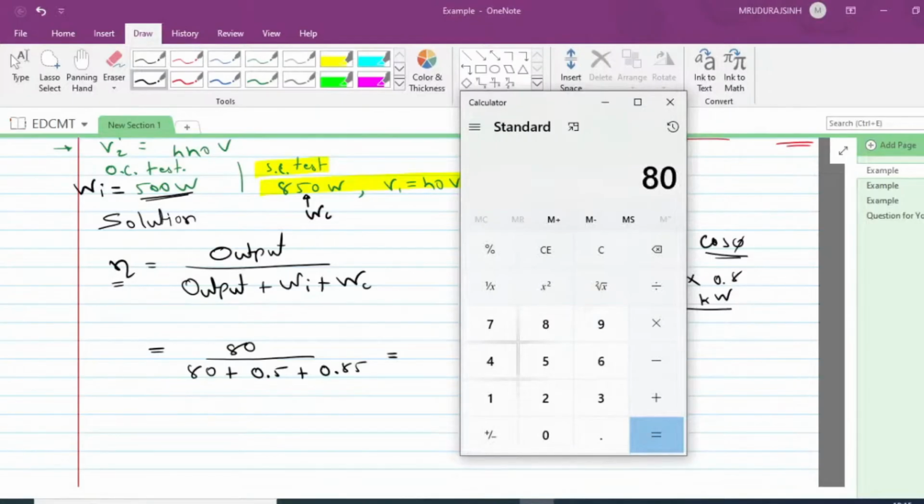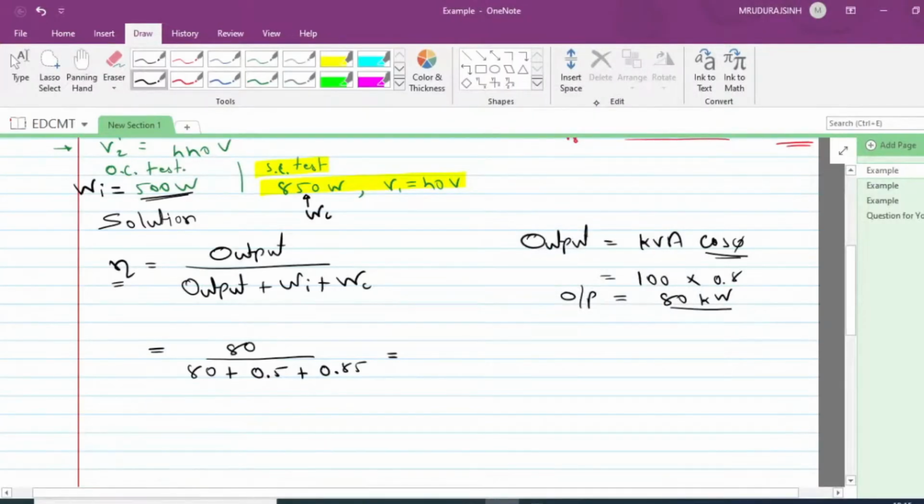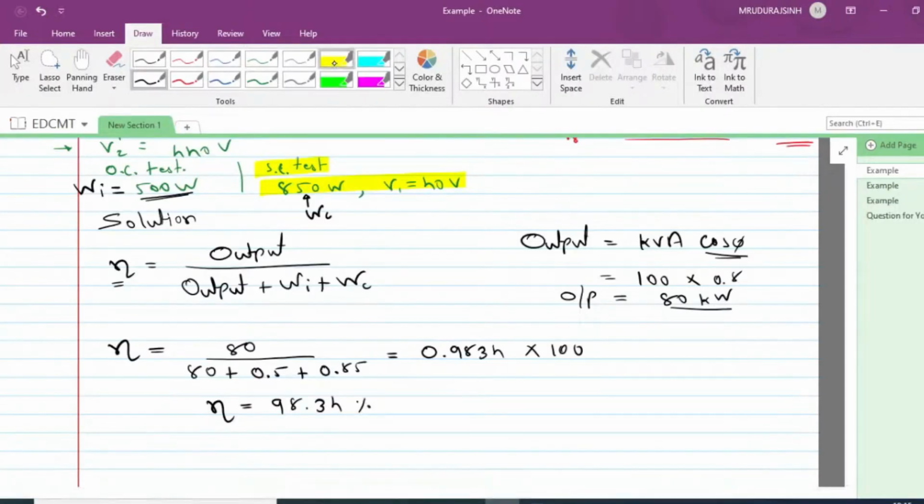80 plus 0.5 plus 0.85 gives us 81.35. So 80 divided by 81.35 gives us 0.9834. So 0.9834 is the efficiency, and then when we convert this efficiency into percentage, we need to multiply it by 100. Once we multiply it by 100, we get 98.34%. So this is the first finding from the SC and OC test.